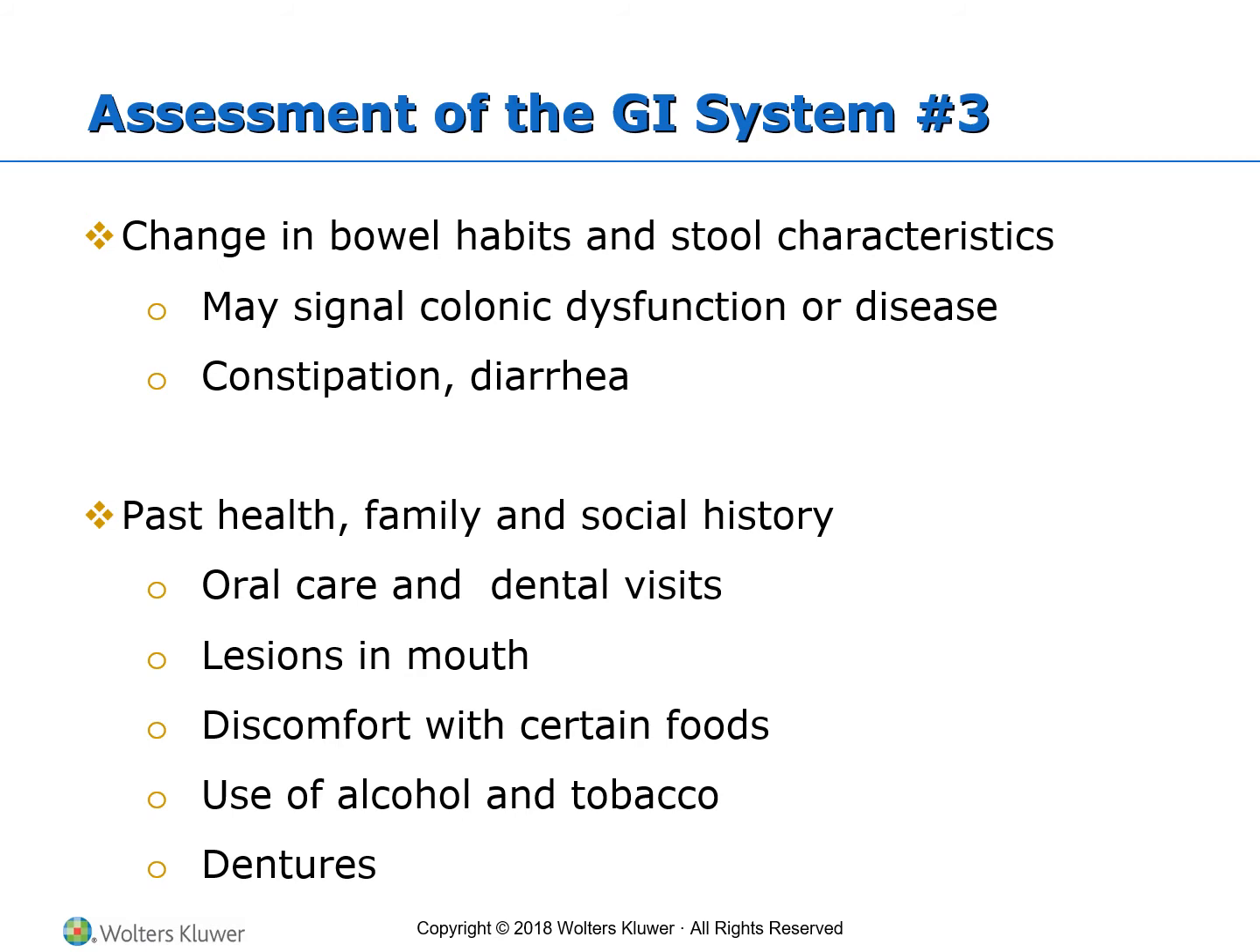You're also going to look at family history. You're going to be looking at parents, grandparents, aunts, uncles, brothers, sisters to see if there's any kind of familial GI disorders or dysfunctions.